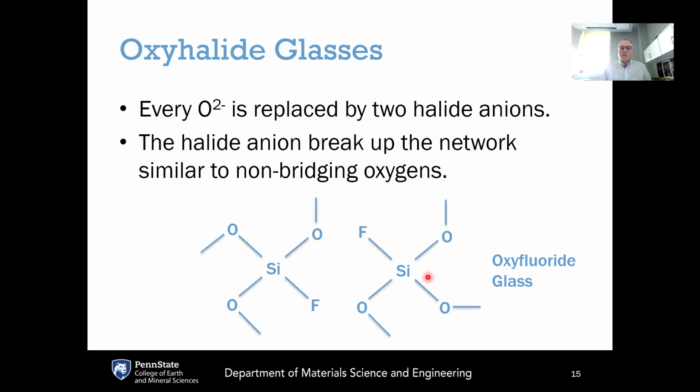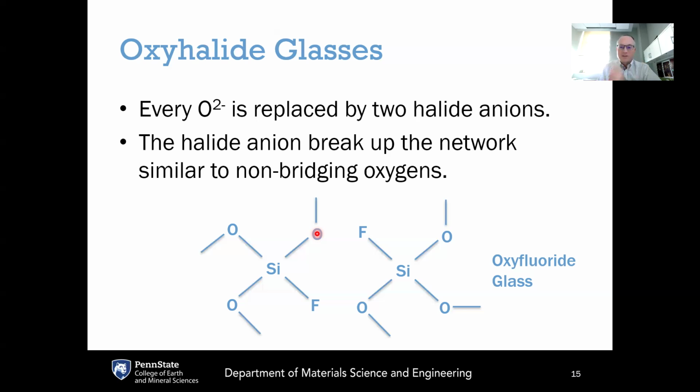If we go in the other direction with anions, and instead of replacing the oxygen with something with a greater coordination like nitrogen, you can move in the opposite direction and replace the oxygen with a halide, like fluoride or chloride. The halide only has a single bond to the cation. So, for example, in this fluoride glass, the fluoride ion is just bonded to one of the silicons and not to the other. And so replacing oxygen with a halide is effectively the same thing as replacing a bridging oxygen with a non-bridging oxygen because we're breaking up the connectivity of the network.